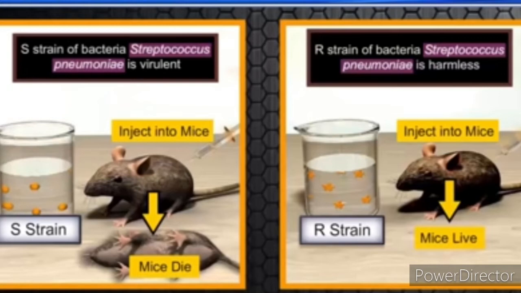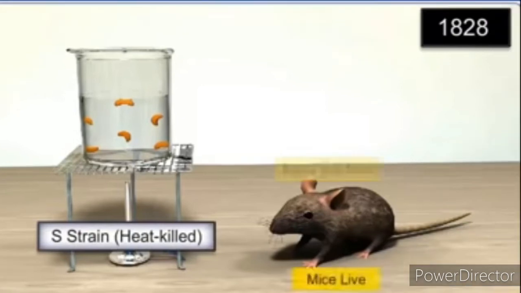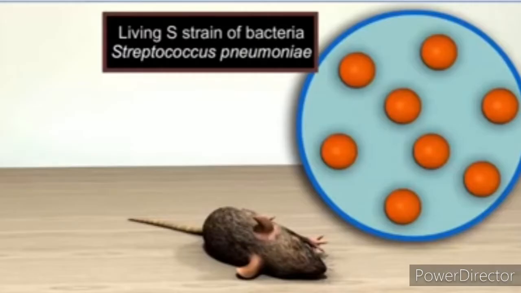When he injected a mixture of heat killed S strain and live R bacteria, the mice died. Moreover, he recovered the living S bacteria from the dead mice. Listen, S strain heat killed bacteria injected into the mice live. S strain heat killed injected with the R strain bacteria, the mice died. What is the reason for that?